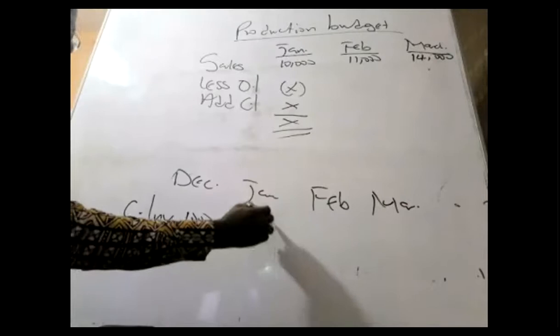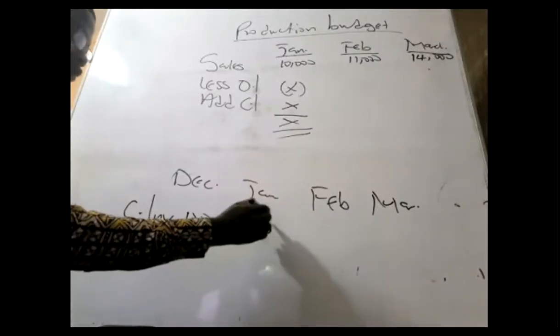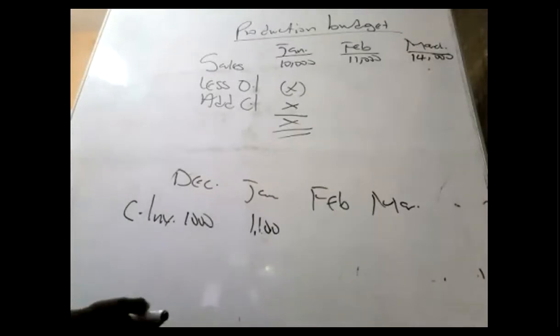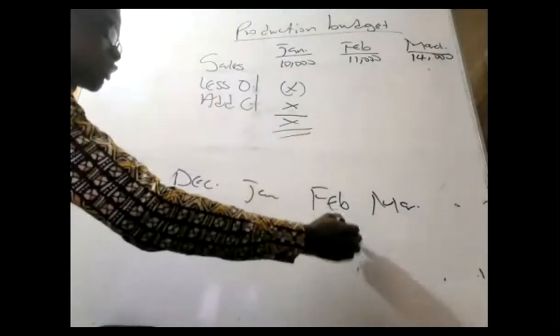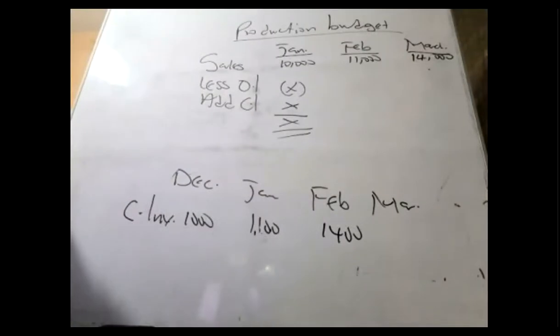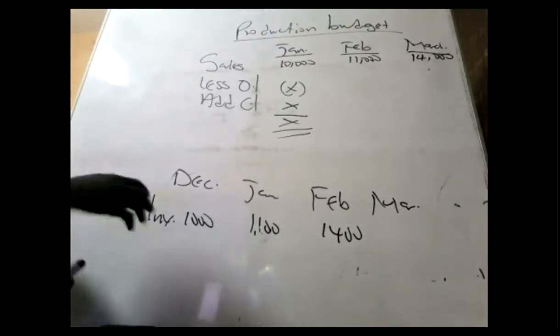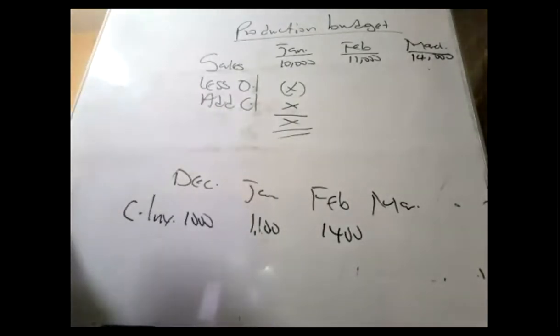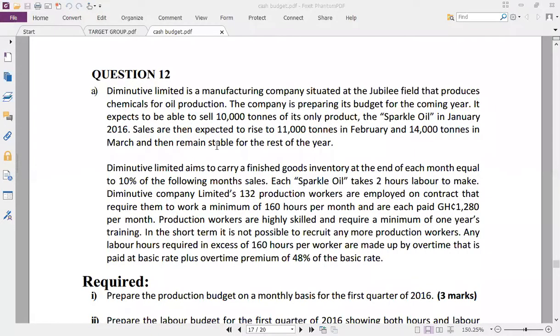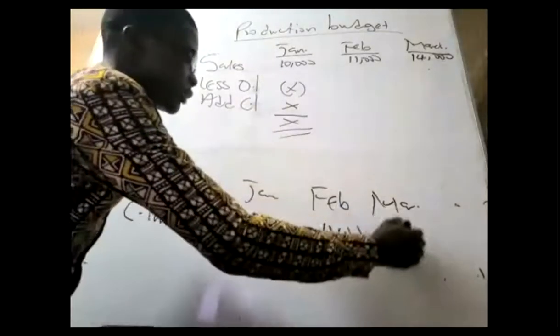January to be 10% of February, so that becomes 1,100. And then for February, it will be 1,400. What about March? Who will tell us March? March means it must be 10% of what? April. But in the question, they told us that sales remain stable for the rest of the year. Meaning that for the rest of the year, still 14,000. How do we get it? So here has to be 1,400.